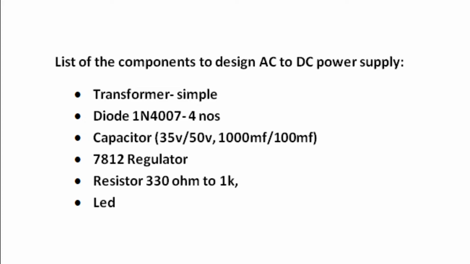Next one is diode 1N4007. We need it in a quantity of 4 so that we can make a bridge rectifier that will convert the AC to DC. Third one is capacitor, 35 volt or 50 volt, 1000 microfarad or 100 microfarad, whatever is available. After that, 7812 regulator to step down to 12 volt DC. Resistor 1K can work, and LED to indicate the power supply.